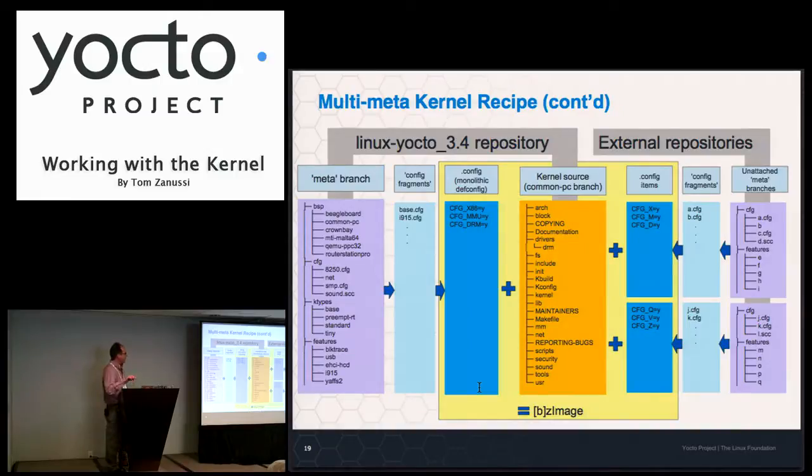And here's what that looks like graphically. Again, here's our single meta branch and the source being built, and the configuration that comes from that meta branch, but then we also have these meta branches that are being added on top, and they contribute config fragments as well to the final image, the configuration on the image.